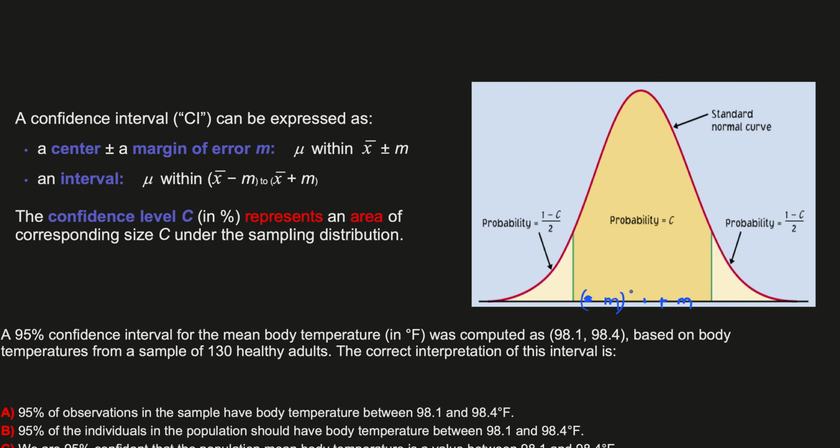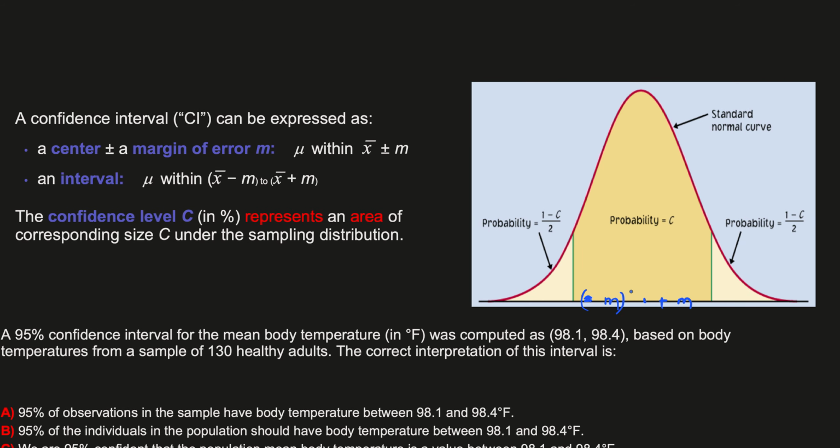So you can see that this total distance could be written as 2 times the margin of error, or the magnitude of the margin of error if you want to get the length of this. That helps you in solving questions whenever they ask you to find the margin of error.